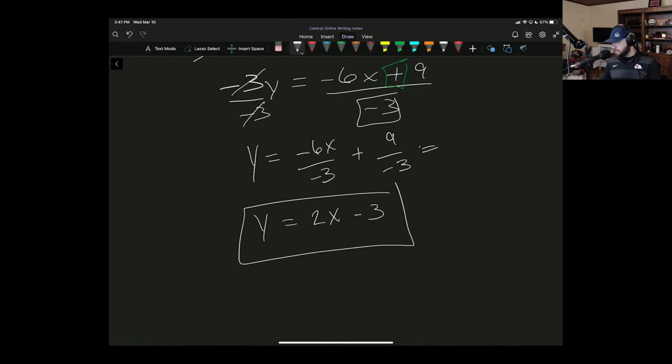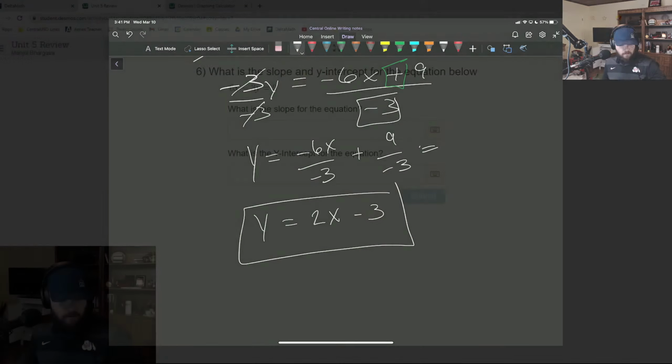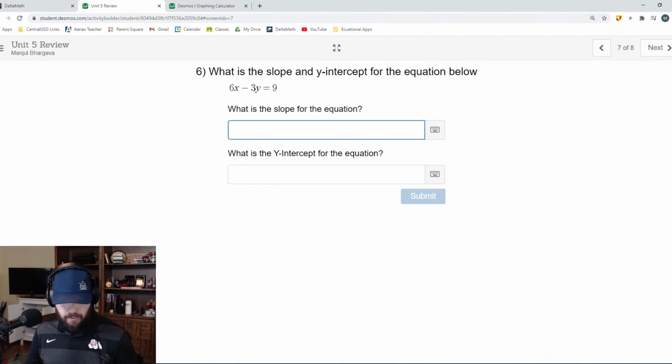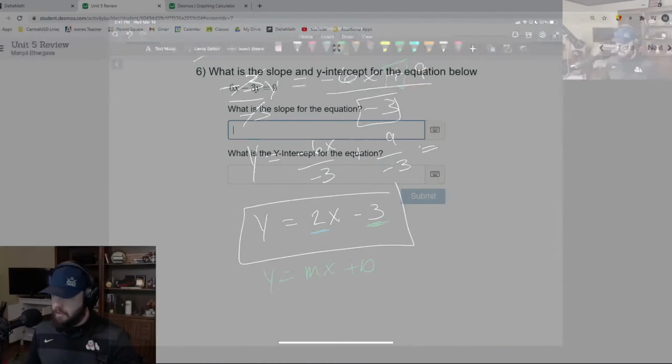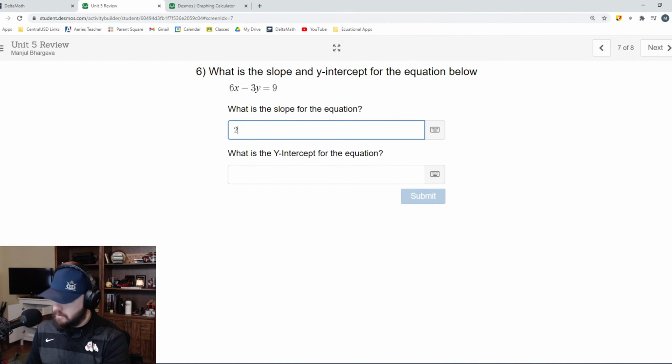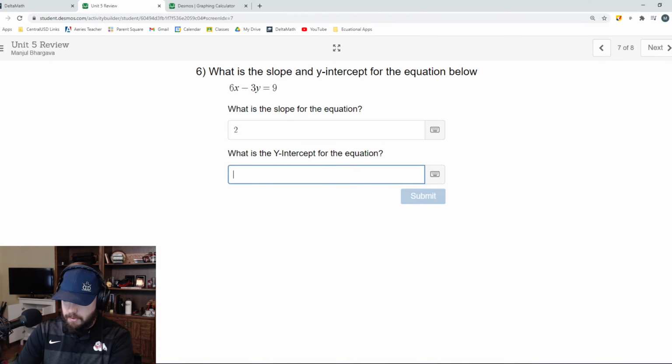From here, we already have the answer. So we have our slope. Remember, our slope is going to be right here, and our y-intercept is going to be right here. Remember, y equals mx plus b. So my slope is going to be 2. My y-intercept is going to be negative 3.